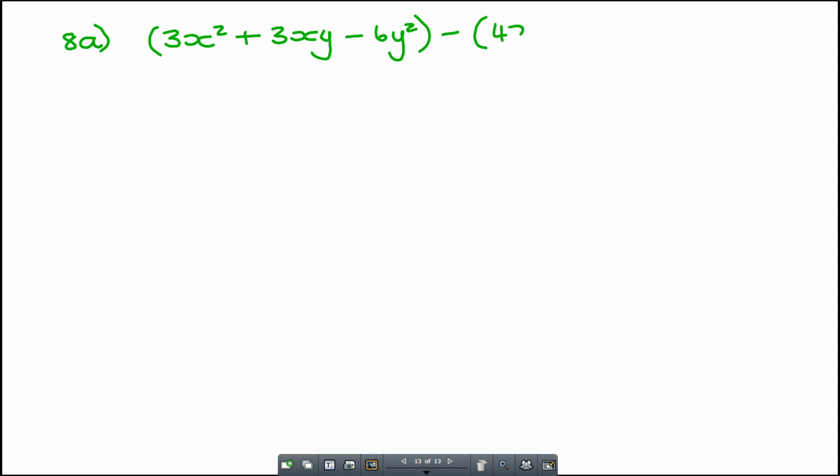Okay, so 8a. Over here it said subtract that from this. So let me just write out what it should look like. We're going to have 3x squared plus 3xy minus 6y squared and then minus 4x squared minus 2xy plus 6y squared. Now, if you guys get confused, I just want to check, is it maybe written?